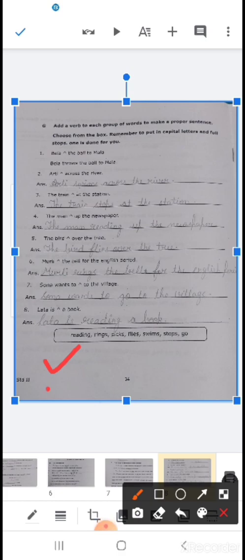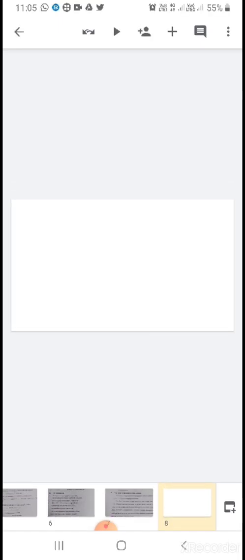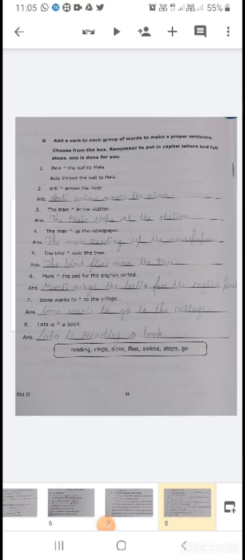Okay. Now next. Aarti. Then there is a mark. That means there would be a word. So you just have to add one word from here. So the train dash at the station. That means stops. Obviously, train stops at the station. Okay.